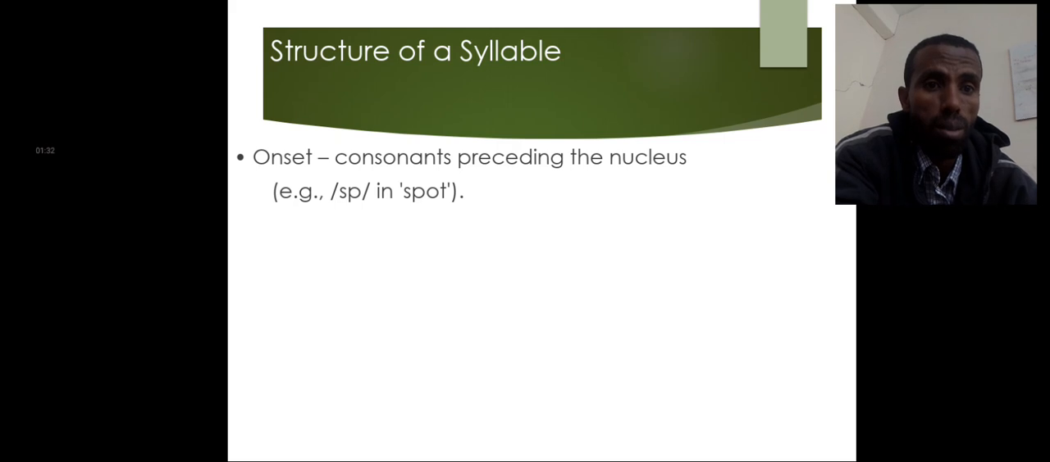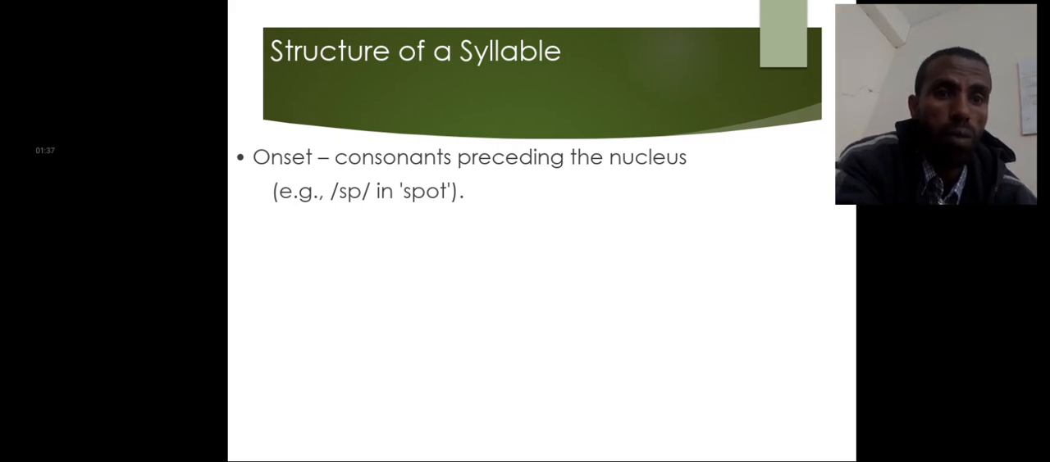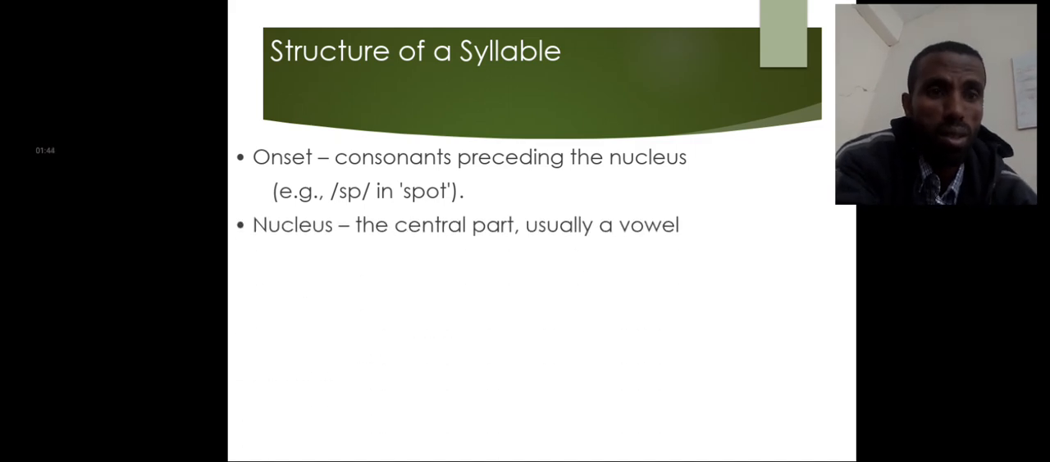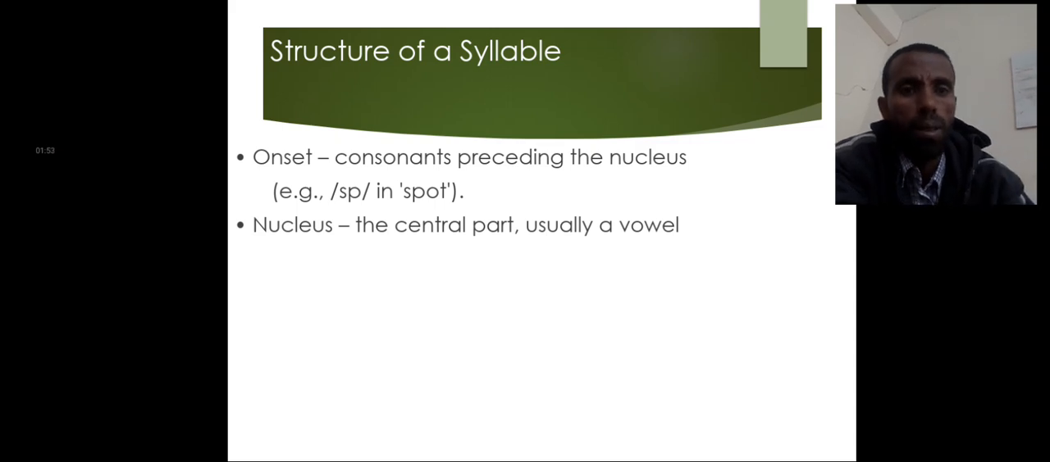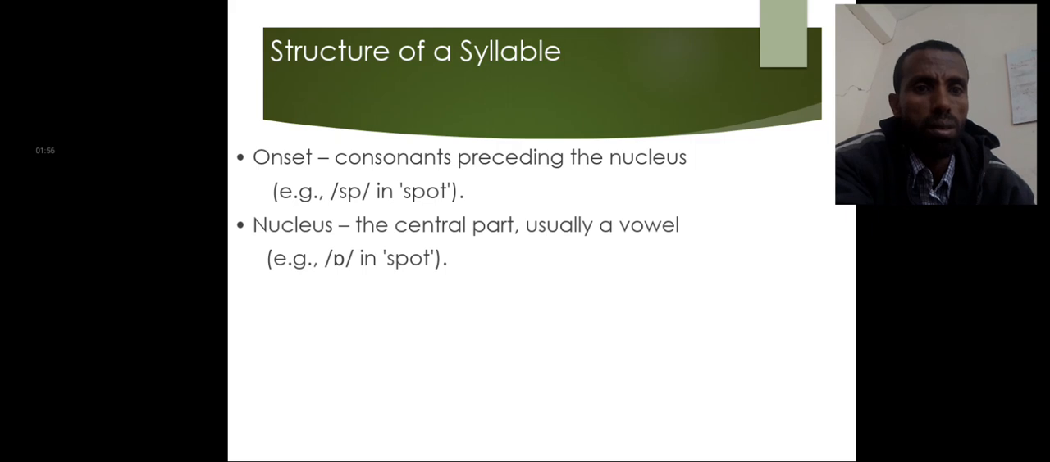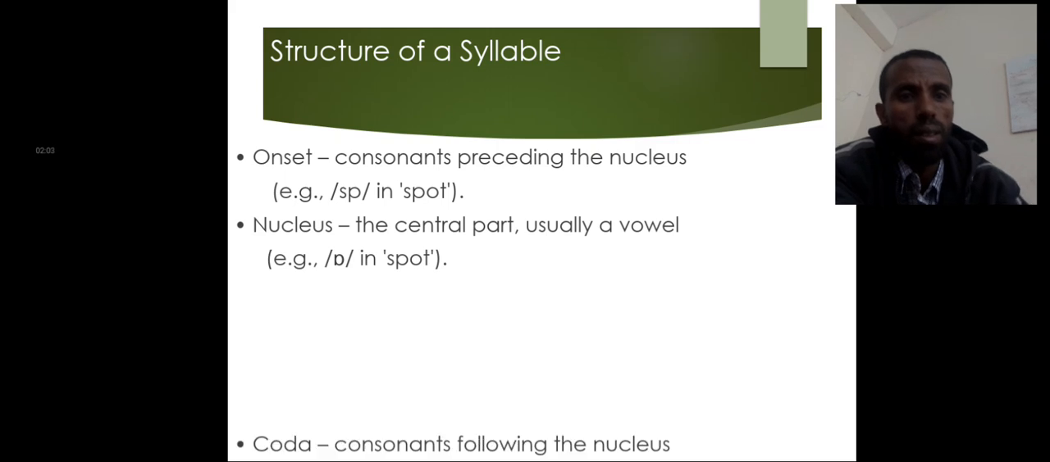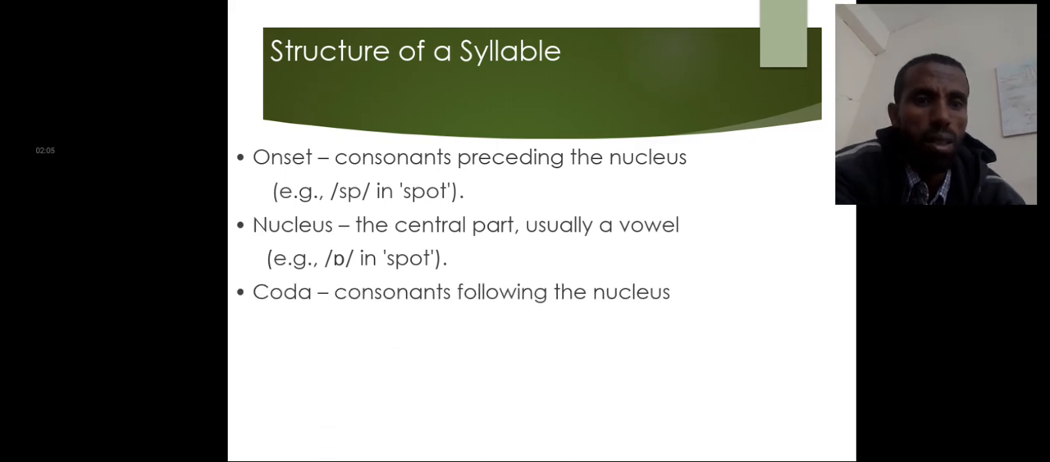For instance, in this example, we have s, p in the word spot, so we have two onsets. These are s and p. And the second element is nucleus, which is the central part of a syllable or in a word. And like I said, it's a vowel. So in the same example, in spot, the nucleus is the O. So the s, p are onsets, and the t is coda.